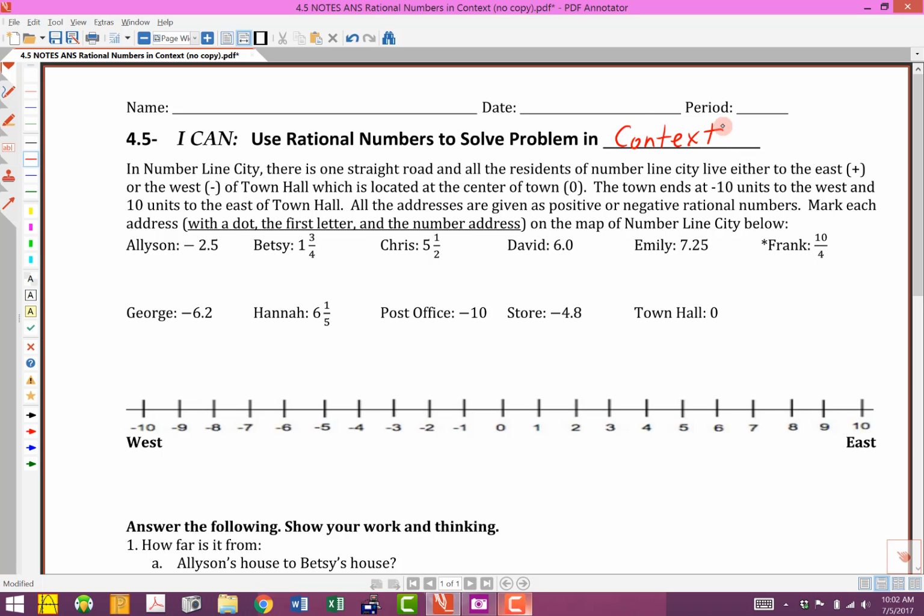This is kind of a copy of what you're going to see on your assignment. I'm not going to do all of the problems or do every part of this, but it should be enough that you'll be able to get started and do this on your own.